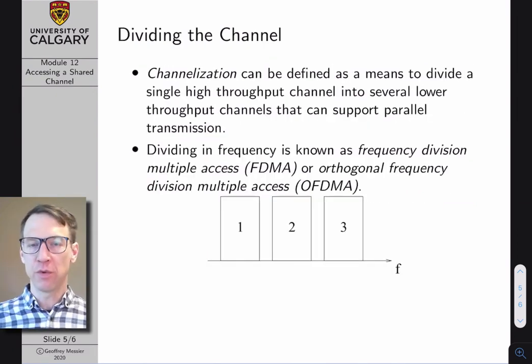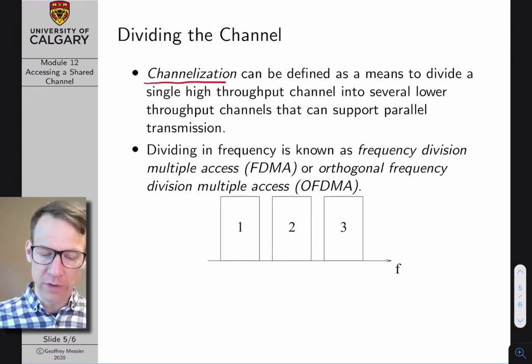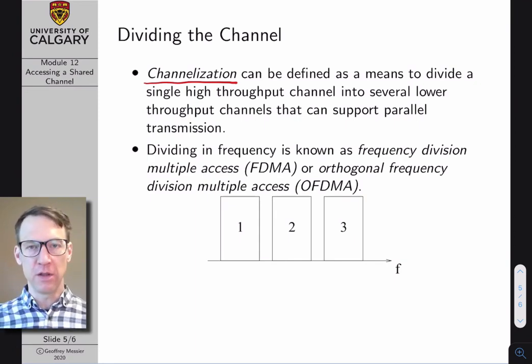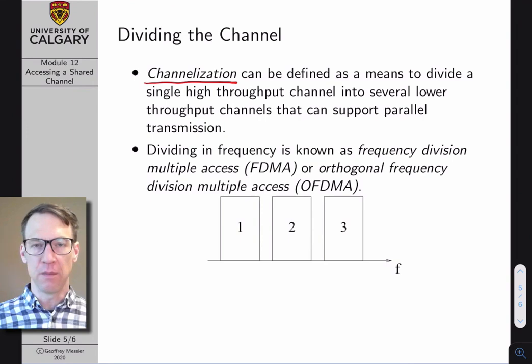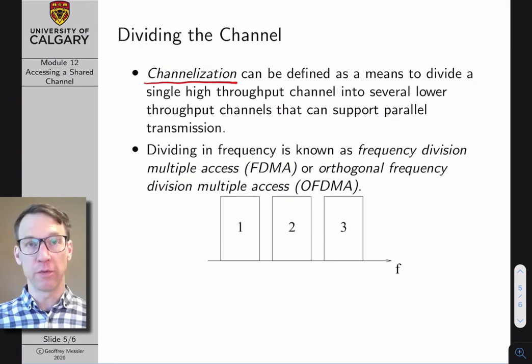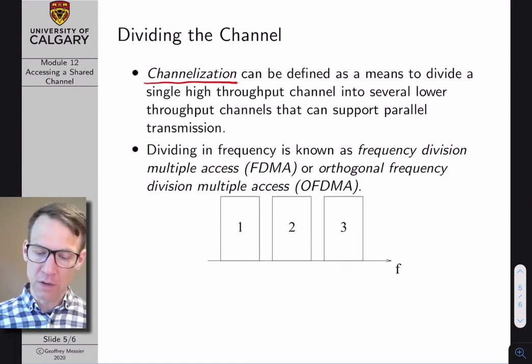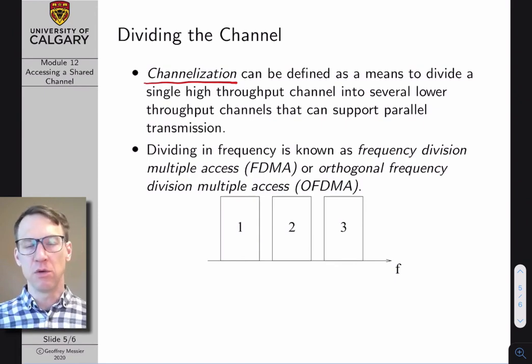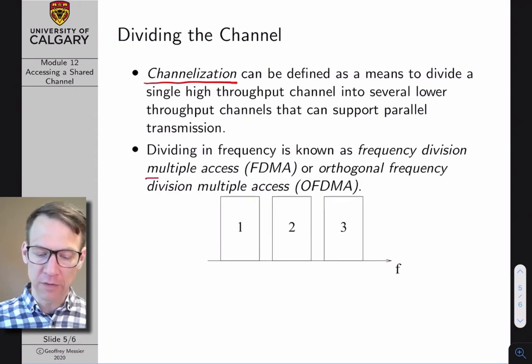And finally, the last general concept I want to introduce at this point is the notion of channelization. When you have a shared channel and you want multiple nodes to use it, you have to divide it amongst those nodes somehow. Channelization basically refers to taking a single high throughput shared channel and somehow dividing it into several lower rate parallel channels that can be shared among users. And so often when we talk about dividing a channel, we're talking about a multiple access scheme.